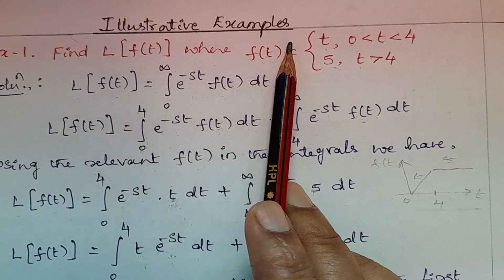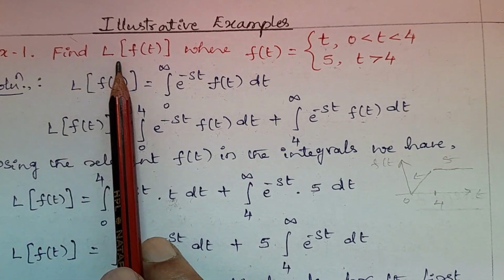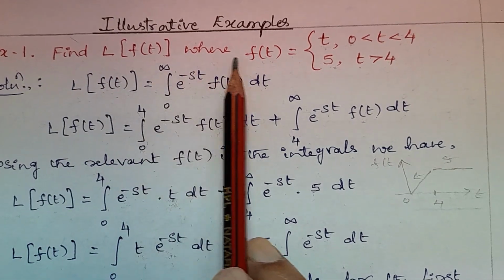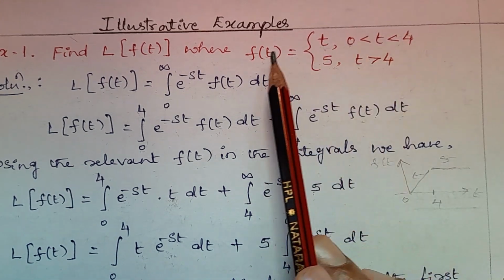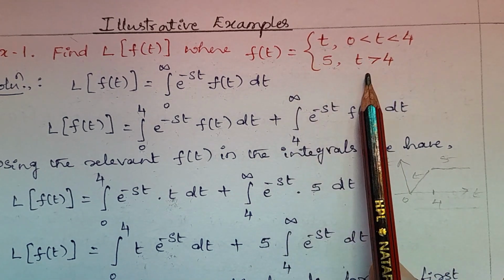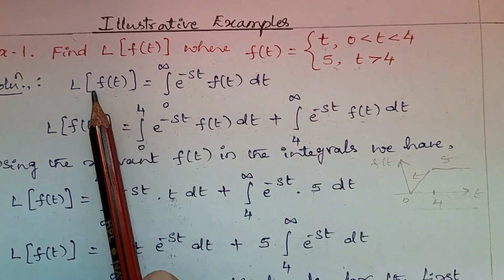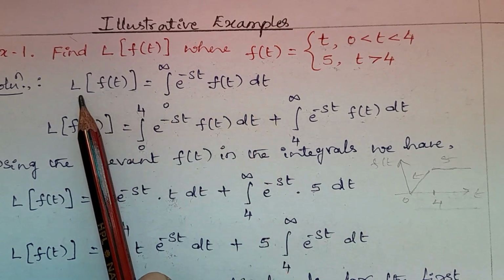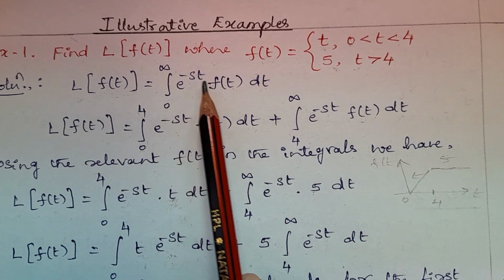Next, illustrative examples. Example number 1. Find Laplace transform of f of t, where f of t equal to t when t varies from 0 to 4, and 5 when t greater than 4. First, write down the Laplace transform of f of t equal to integral of 0 to infinity e power of minus st f of t dt.